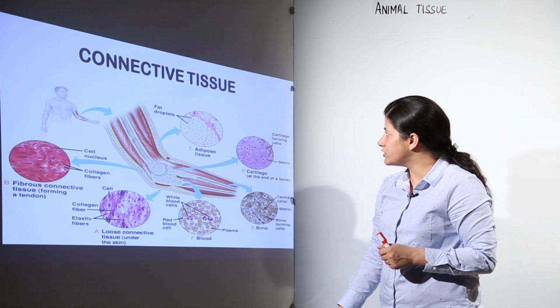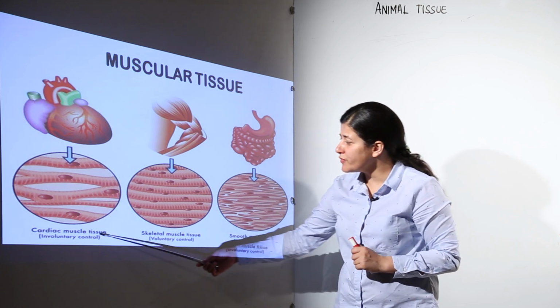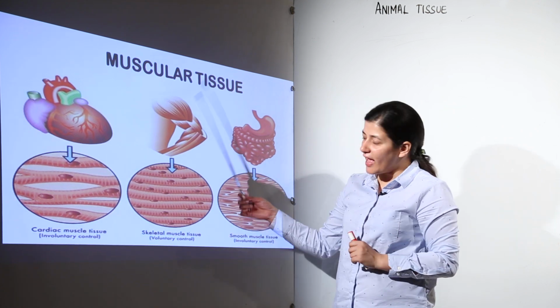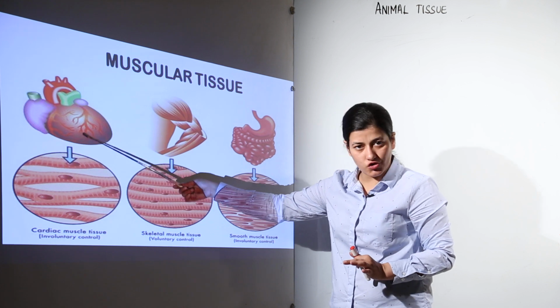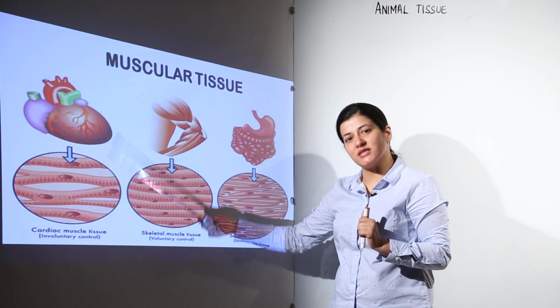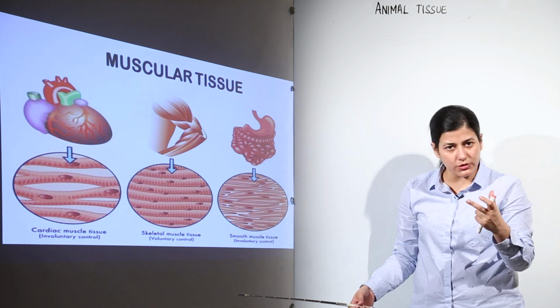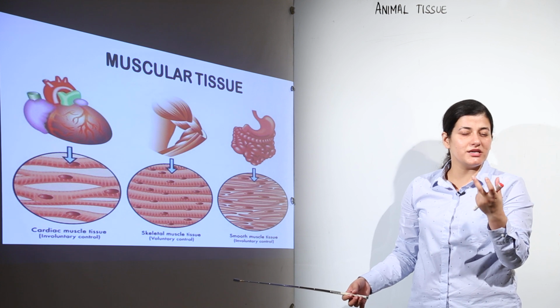Let us talk about the muscular tissue next. See, the first type of tissue is the cardiac muscle tissue. As the name suggests and as the picture shows, this part is the heart. This heart has its own muscles for its pumping and beating, that pumping action is known as the beating of the heart. Now how does that beating take place?